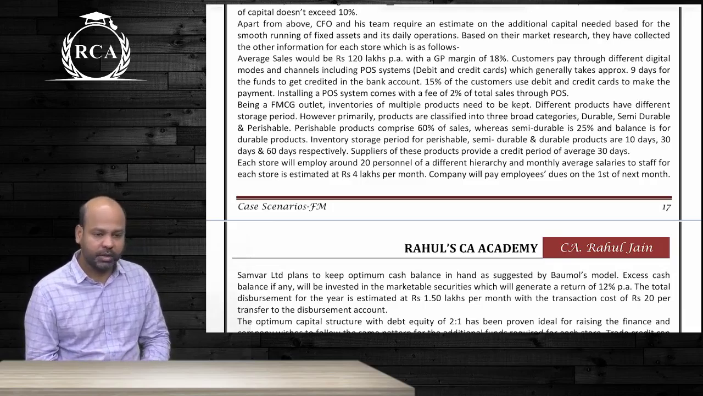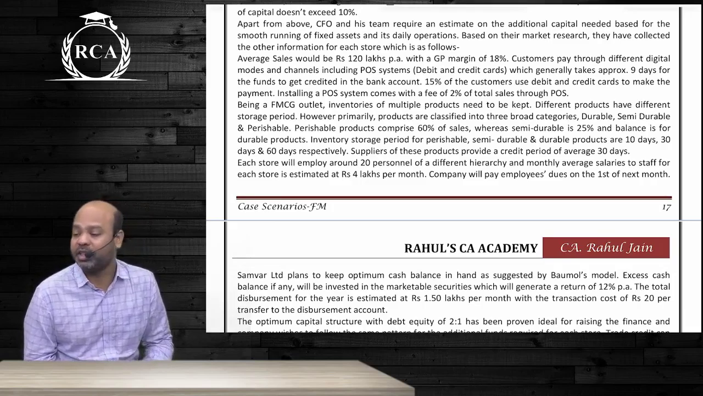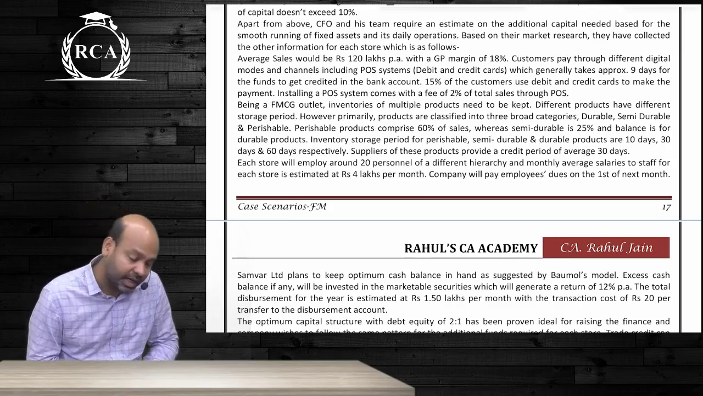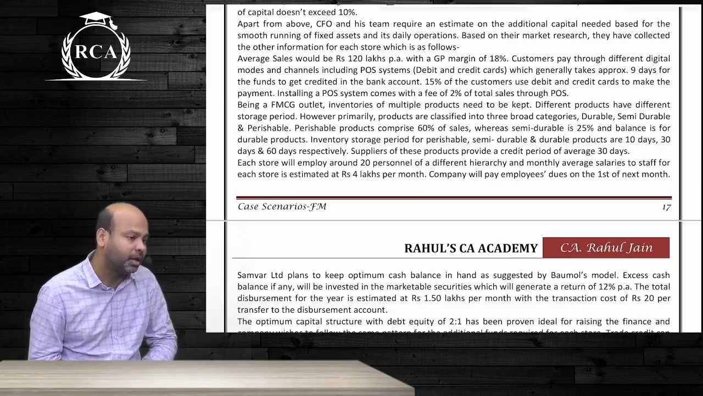Both have come into this. They've given us what proportion of sales beta is from each category, and for each category what is the inventory holding period. Yes or no?